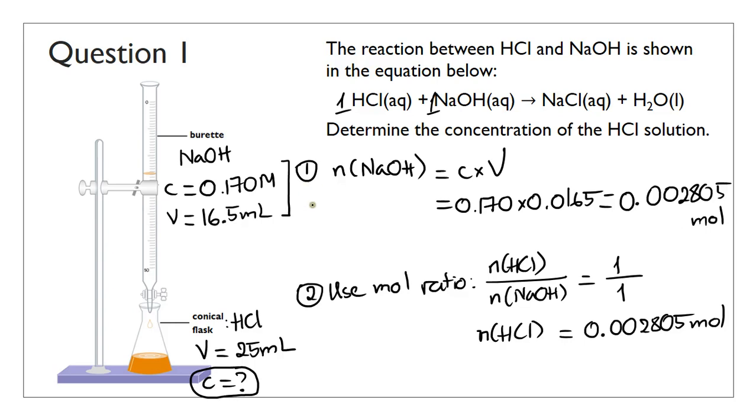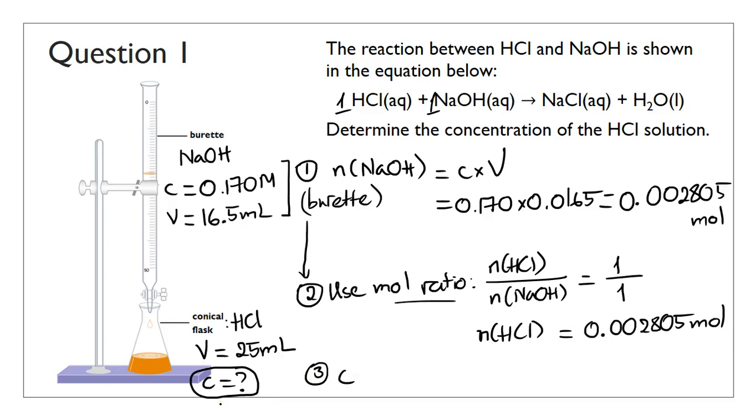So basically you need to make a jump from what happened in the burette to the conical flask, because the number of mole of sodium hydroxide is in the burette, and we're going from burette to conical flask here. And in order to make that connection between the burette and the conical flask, you need to rely on mole ratio. Once you've found the number of mole of hydrochloric acid that must have been present in the conical flask, you can find its concentration.